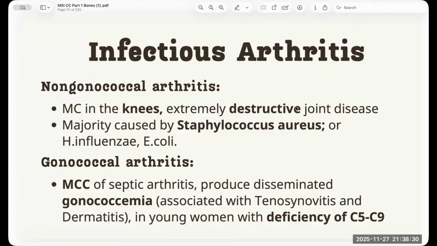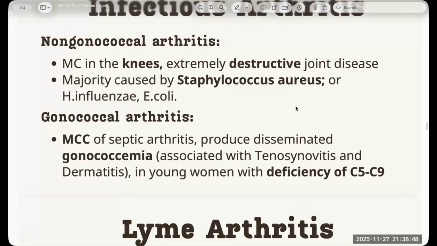It produces disseminated gonococcemia, which is associated with tenosynovitis, which is inflammation of the synovial space, and dermatitis. It's usually in young women with deficiency of C5 to C9.